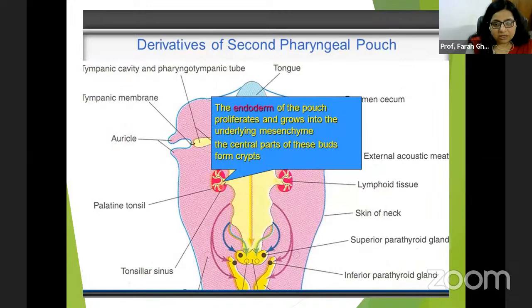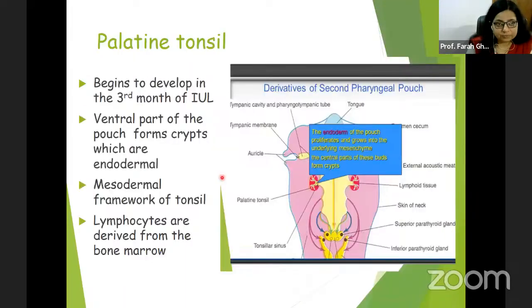Here you can see the crypts in the tonsil. The tonsillar crypts are basically endodermal in nature. The framework of the tonsil is mesodermal, and it gets infiltrated by lymphatic tissue, that is the B and T lymphocytes coming from the bone marrow. This is about the palatine tonsil. It begins to develop in the third month of intrauterine life. And as I've told you, the crypts are endodermal, there's a mesodermal framework, and the lymphocytes get infiltrated.